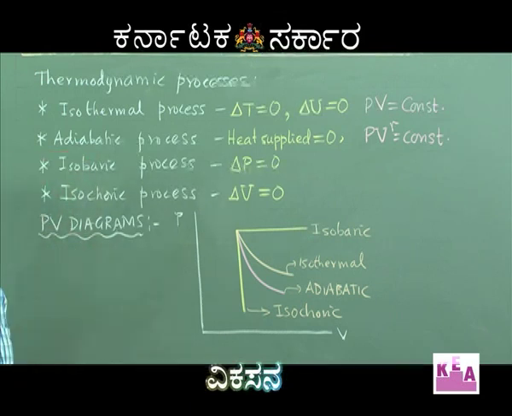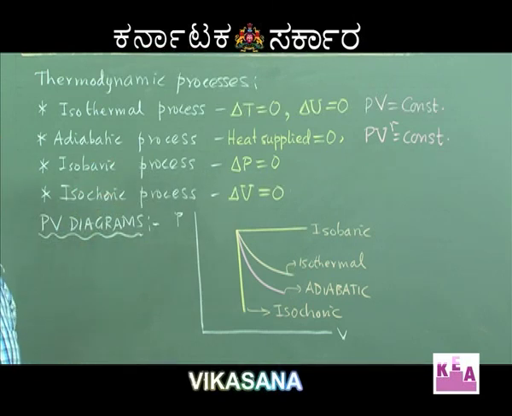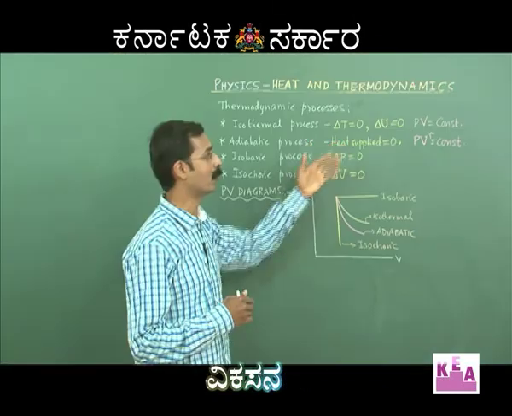Next comes the adiabatic process. In an adiabatic process, the system is thermally isolated from the surroundings. You cannot supply heat to the system, you cannot remove heat from the system. That is, heat supplied or heat removed is 0.